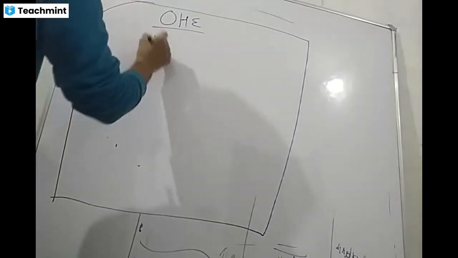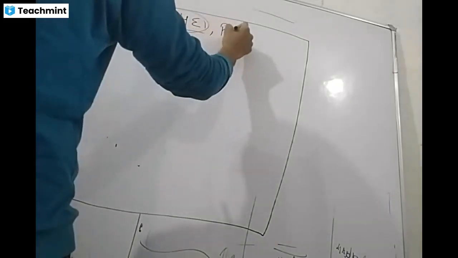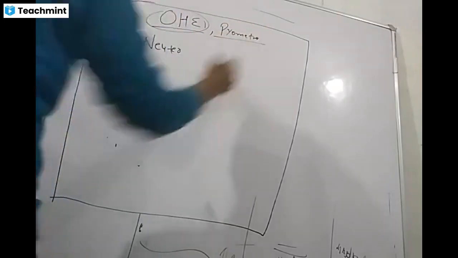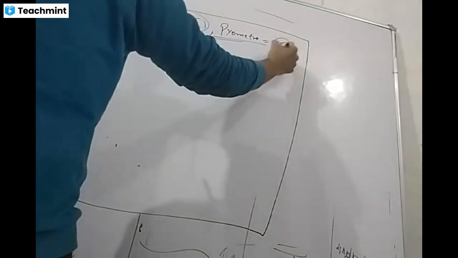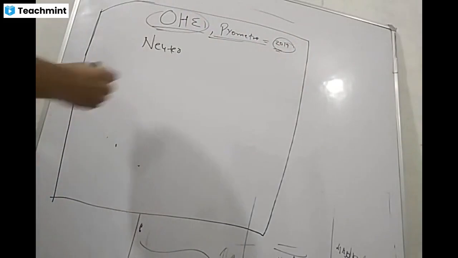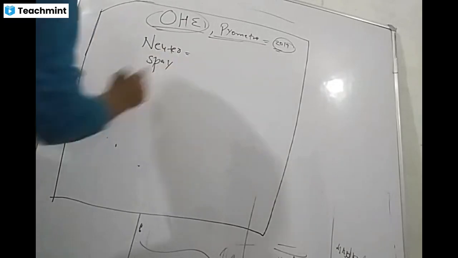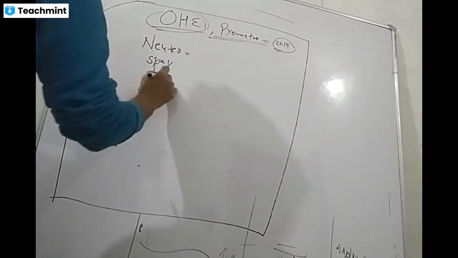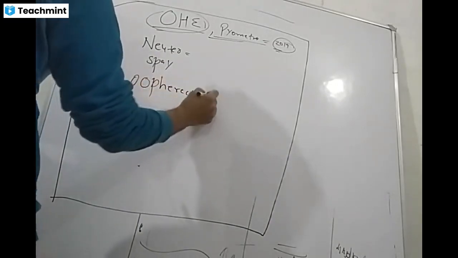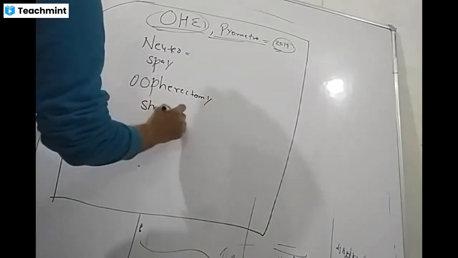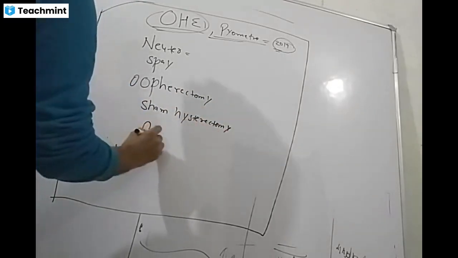So in this lecture, we'll see what is ovary hysterectomy and what is the treatment of choice for the Pyometra. Both are very important MCQs as per the 2019 ICAR exam. There are some basic terminologies: neuter, spay, oophorectomy, sham hysterectomy, and pan hysterectomy.